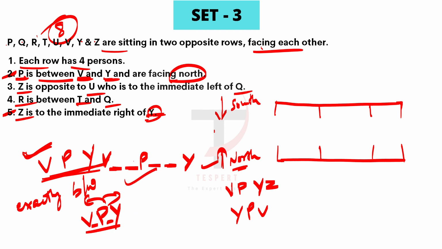Instead of exactly between, if there is just between, then it can also be like this. V is here and P is here and Y is somewhere here.